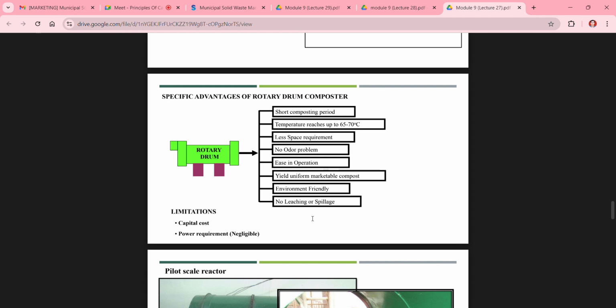What will happen in the aeration or static pile system if there is rain? During the rain, the water will interact with the compost material and react with the waste material, and there will be some leaching or spillage due to that rainwater. Okay, but in the rotary drum system, that will not happen, because it will not come in contact with any outside water or moisture.